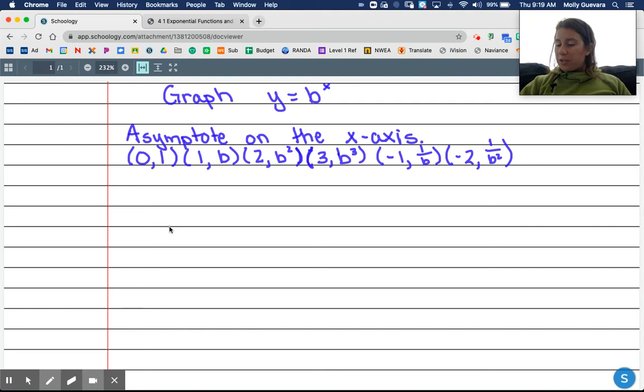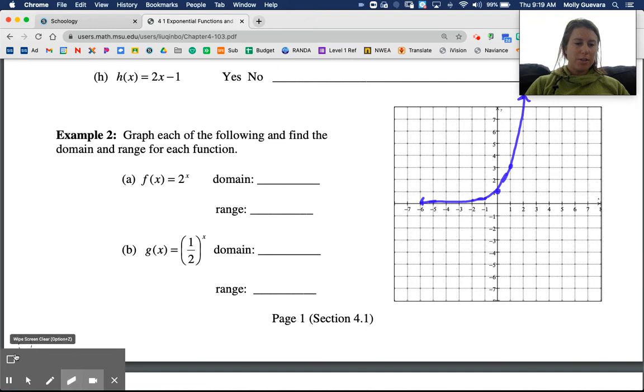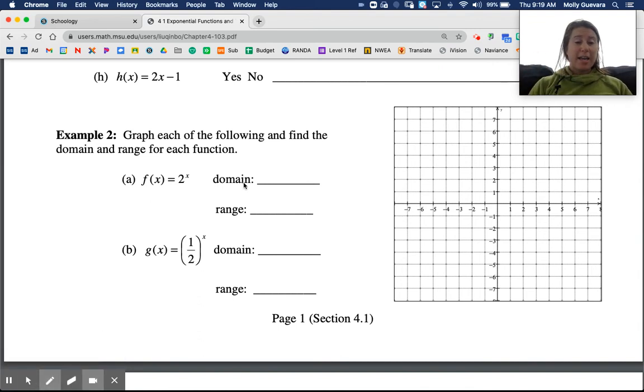So what I want you to do now is we're going to go back to our little note sheet in our packet. I know we're going back and forth a lot. And I want you guys to do example 2. So it says graph each of the following and find the domain and range for each function. So use those points that I just gave you, okay, and see if you can graph f of x equals 2 to the x. See if you can graph g of x equals 1/2 to the x. So go ahead, pause the video, use those points I just gave you, give it a try, and then when you're ready to review it, you can hit play and we'll go over it.